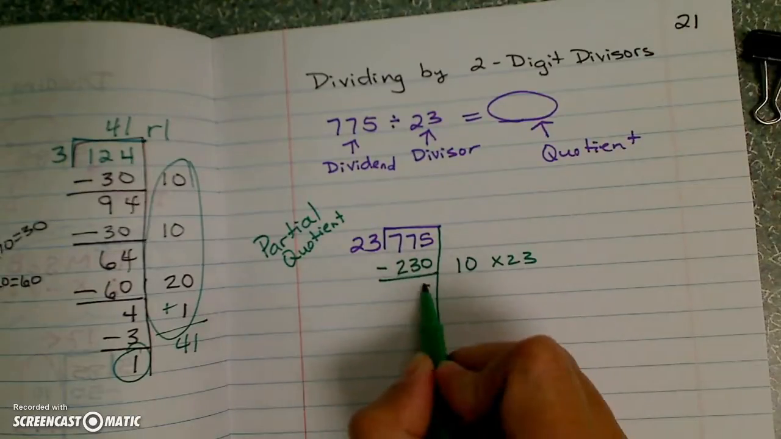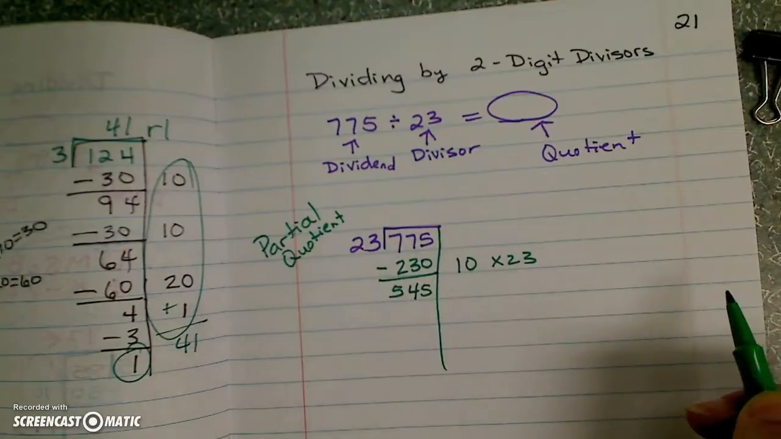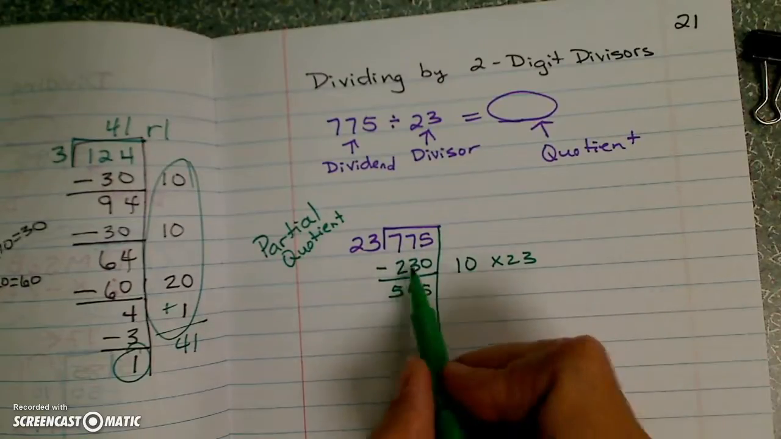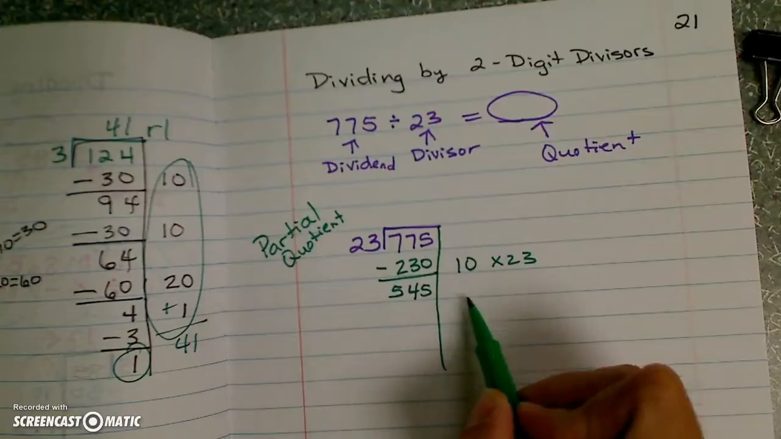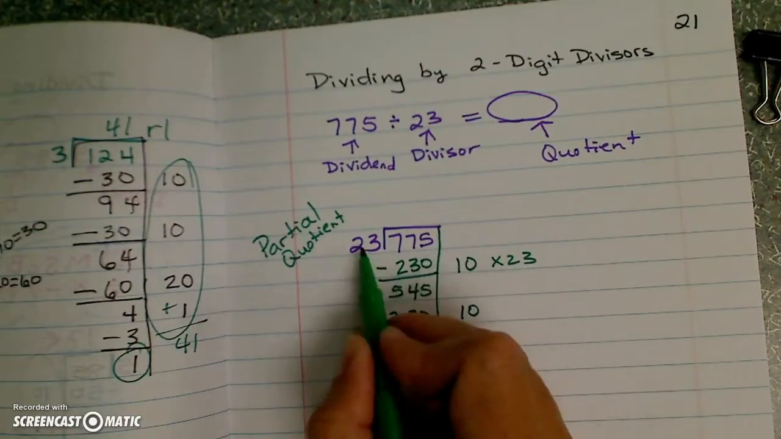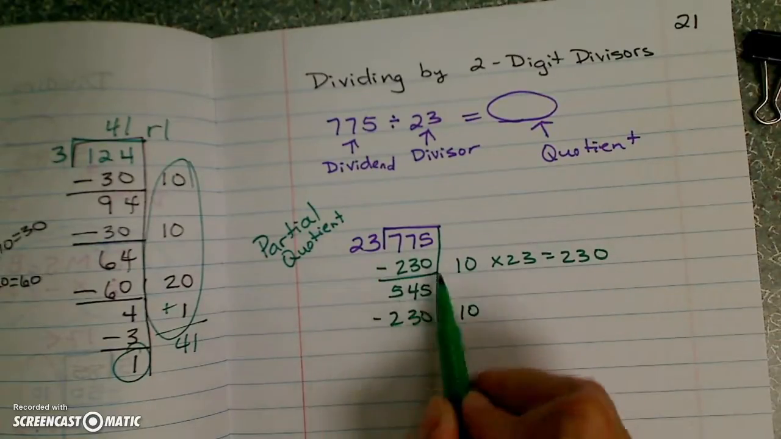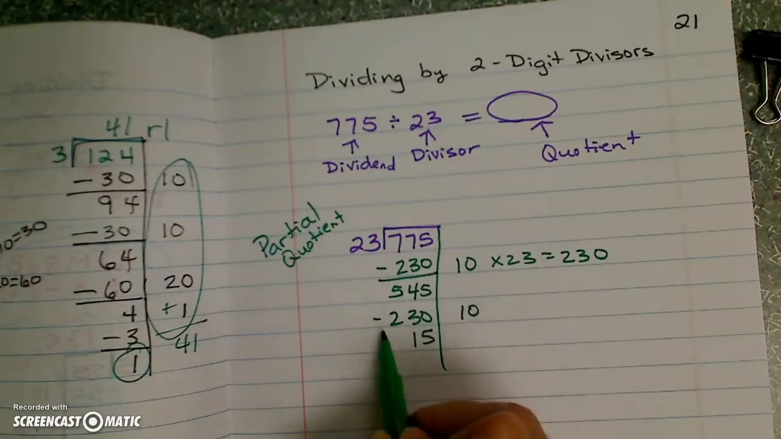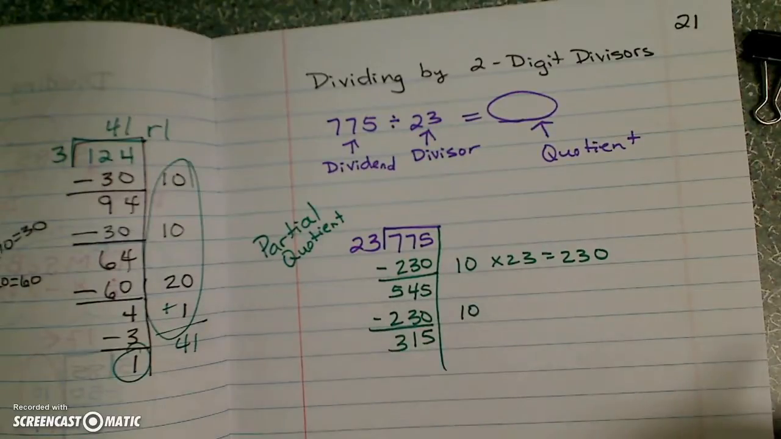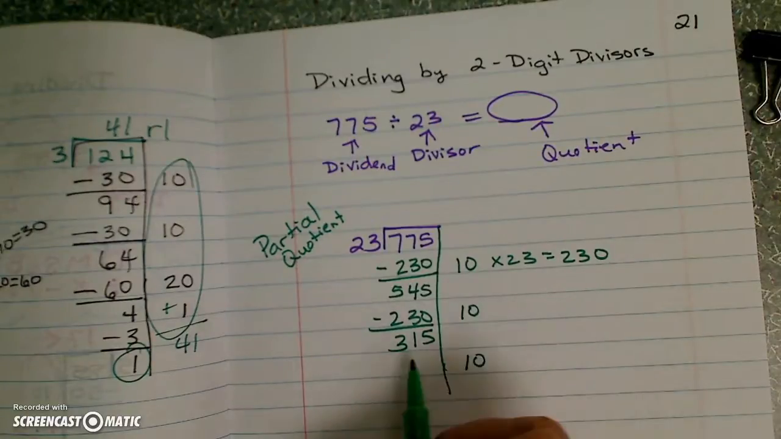Subtract, 5 is 4, 545. Well, I can get another group of 10 out of that. So 230, because 10 times 23 equals 230, like I showed up here. Subtract. And I get 315. And I can do another group of 10 out of that.